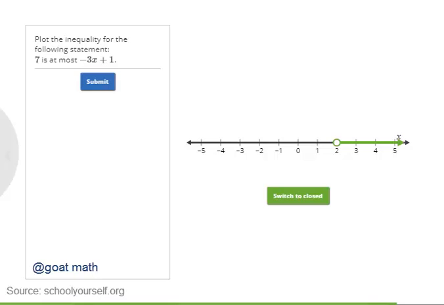Precisely. Again, you flipped the inequality sign and found that x is greater than 2. Okay, last one. 7 is at most negative 3x plus 1. First, turn this sentence into an inequality, solve it, and plot it over here.